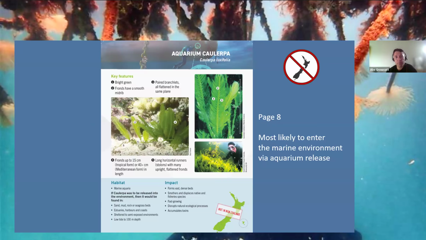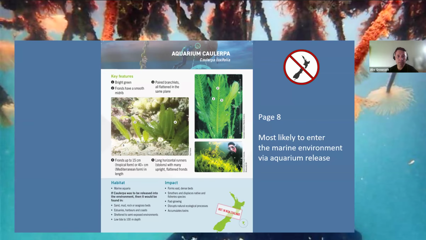So the first one is aquarium caulerpa. So this is Caulerpa taxifolia. So this is not exotic caulerpa, which is present in New Zealand. We'll get to those species later. This is aquarium caulerpa. So this is on page 8 if you're following through with the Marine Pest ID link. So most likely for this species, it's most likely to enter New Zealand and the environment via aquarium release from someone's aquarium. So it's very bright green. It's almost like an unnaturally bright green as a diagnostic feature.